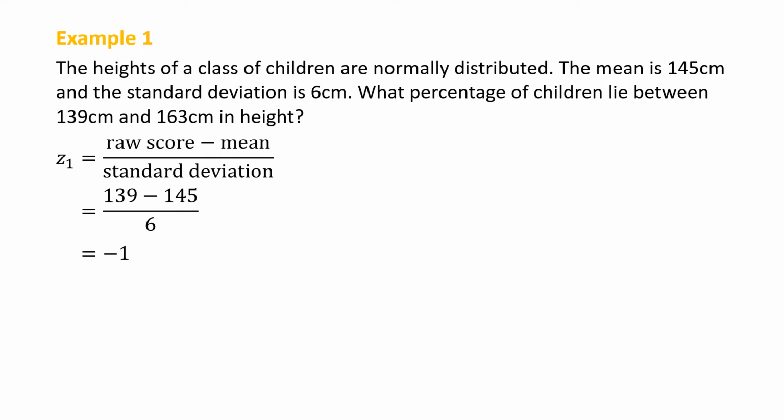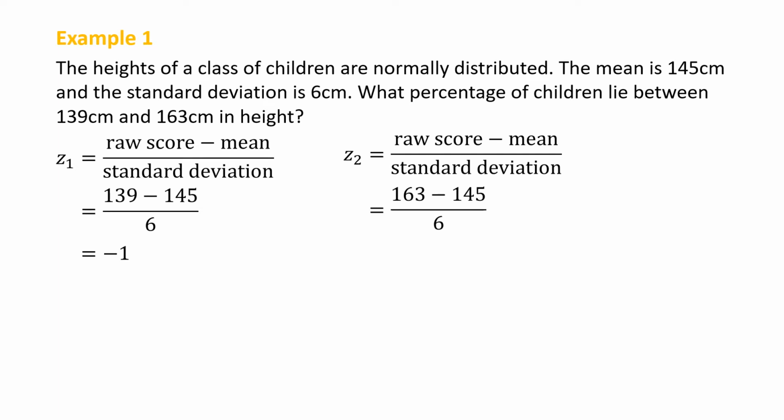And we get our first z-score is -1. So that's for 139. We want to repeat that process now for 163. So again, raw score minus the mean over our standard deviation. So it's 163 minus 145 all over 6. And that works out at being 3.